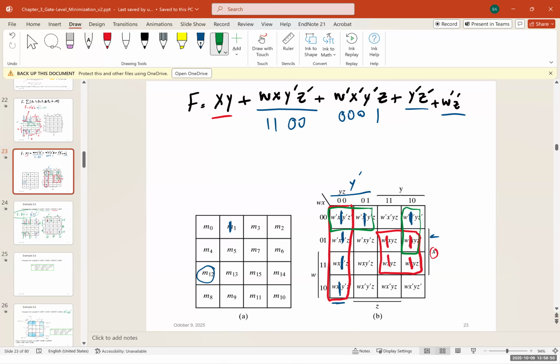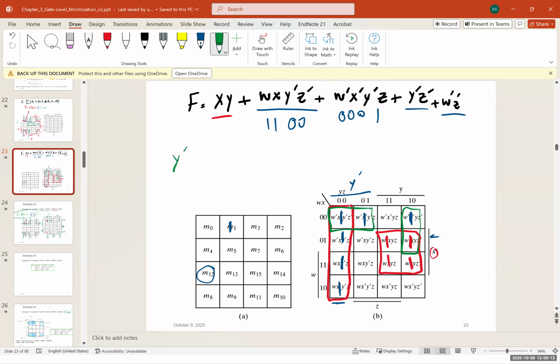So the red one is going to be equal to y prime z prime again. If we wanted to make it a little bit more interesting, I could have added another one here. Let's not change it, but if I added this one over here in the corner, it's going to be much, much simpler.